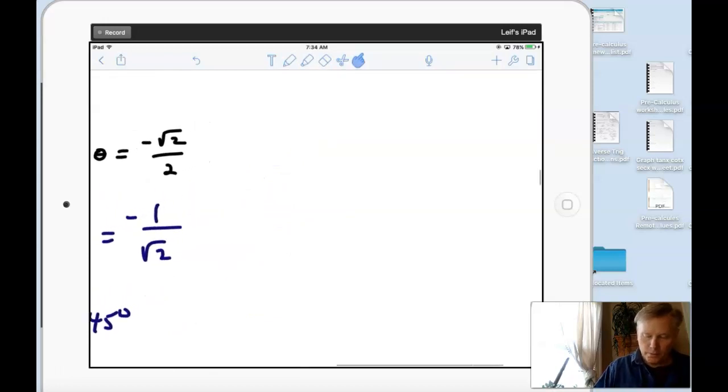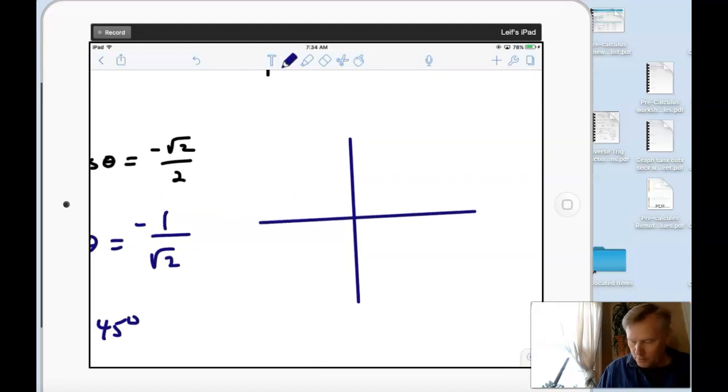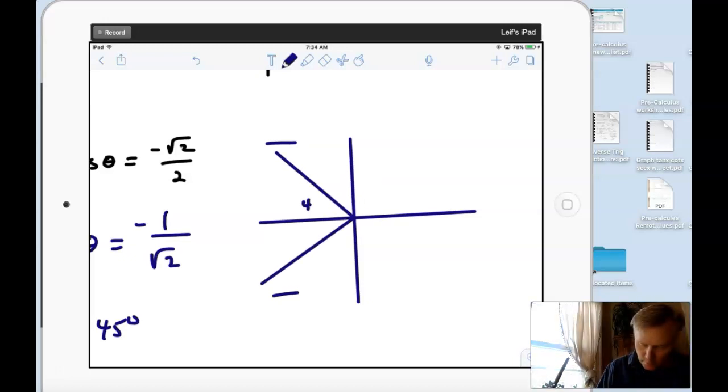Now the cosine, which quadrants is the cosine negative in? So the cosine is negative here and here. So that's where my two reference angles will go. This is 45, this is 45.